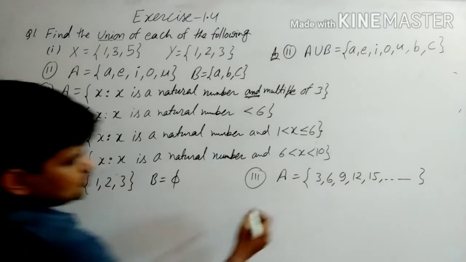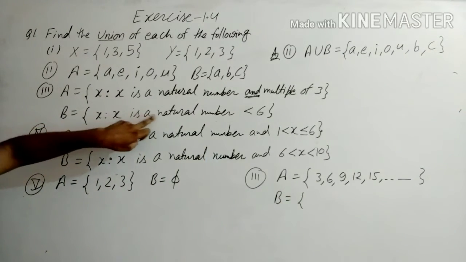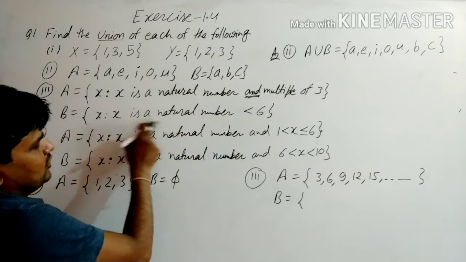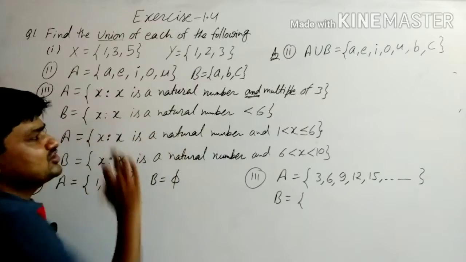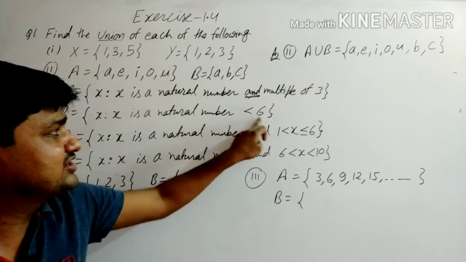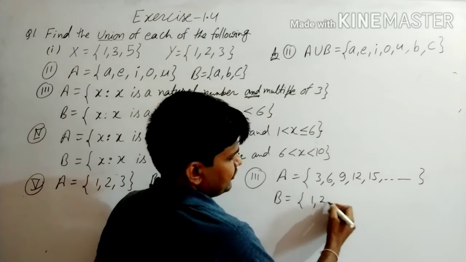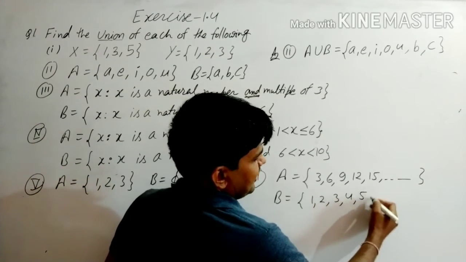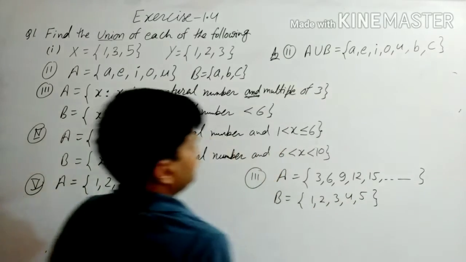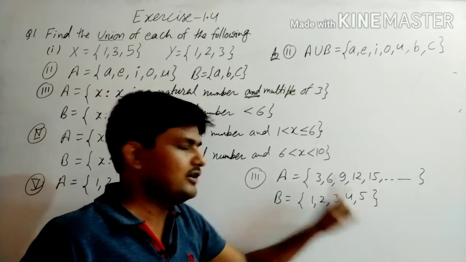Now set B. B is x, where x is a natural number less than 6. B is the set of natural numbers, but those numbers should be less than 6. Natural numbers which are less than 6 are 1, 2, 3, 4 and 5.